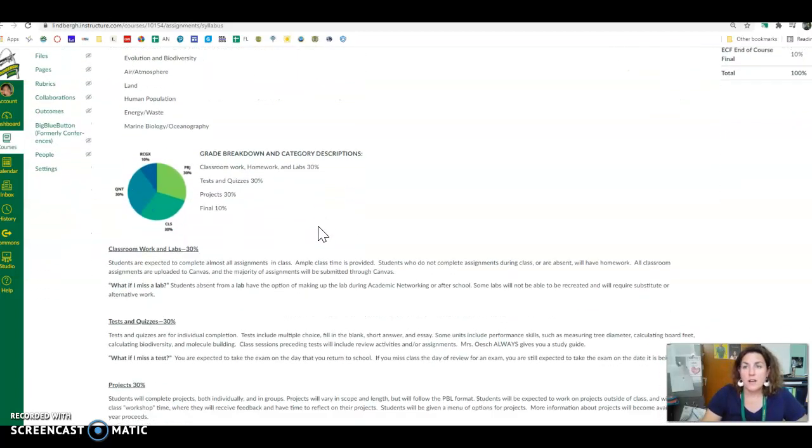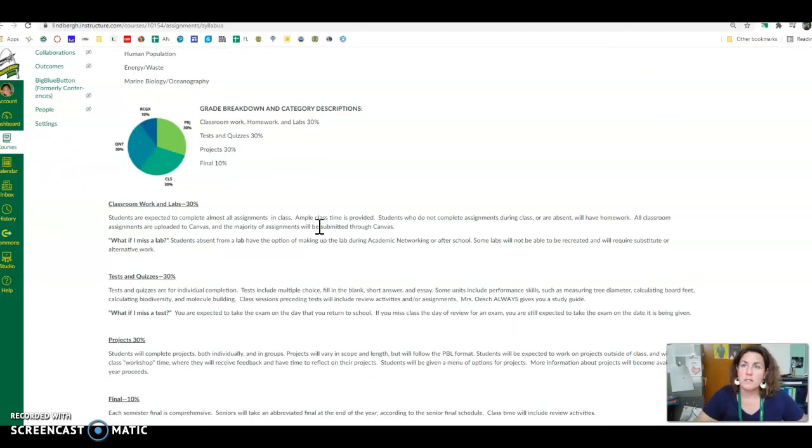The grade breakdown and category descriptions are very simple. Everything is 30%. Except for the final, which is 10%. So we're going to have a lot of activities that we do in class, things that are going to come with a worksheet that students will be answering questions on, and that all includes the labs and the coursework. We don't really plan on having a lot of homework. It's never really been necessary for environmental science.